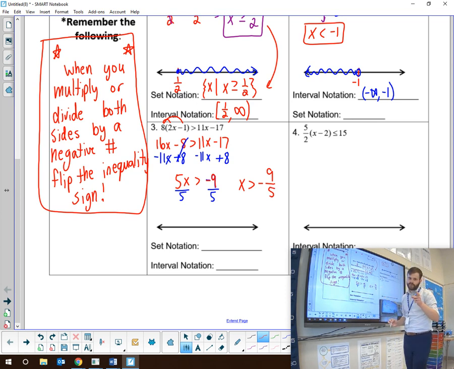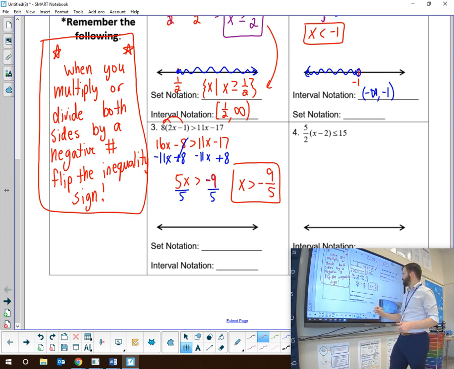One thing to note real quick here, guys. I had a negative here, and I divided into that negative. However, the number that I divided by wasn't negative. It only flips if you divide both sides at the same time by a negative. Okay? So that's why my answer doesn't flip, it's just x is greater than negative 9/5.